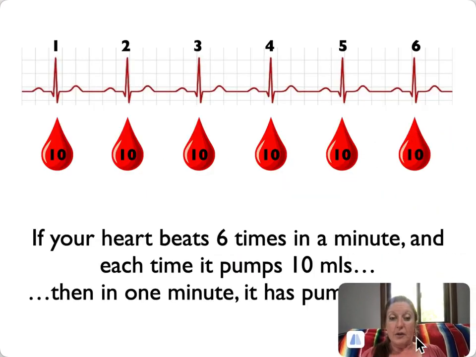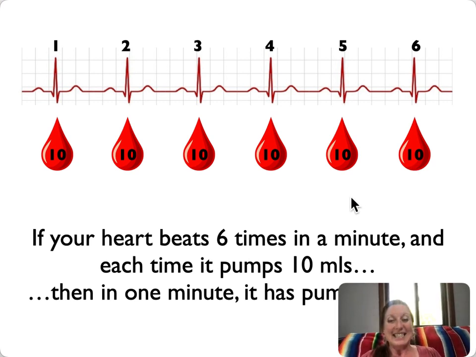So if your heart beats 6 times in a minute, also ridiculous, and each time it pumps out 10 mils, then you multiply 6 times 10, and that gives you 60 mils of cardiac output. You can also see that here just by adding it. So 1, 2, 3, 4, 5, 6. 10 plus 10 plus 10 plus 10 plus 10 plus 10 is 60 mils.